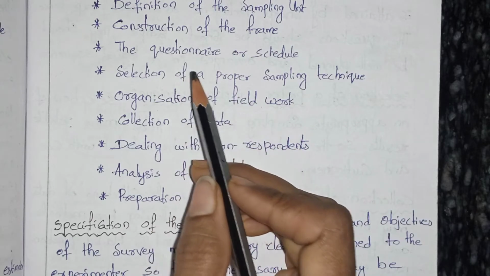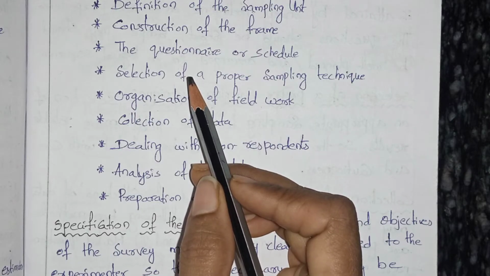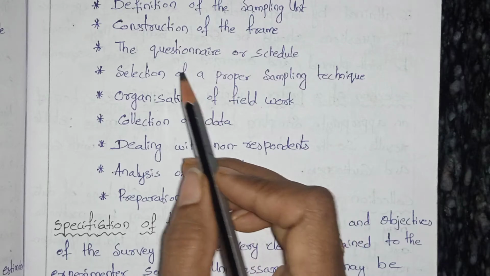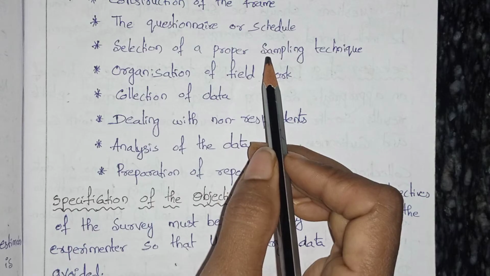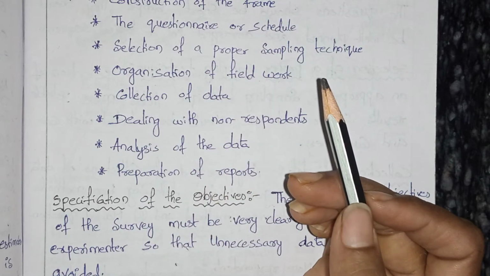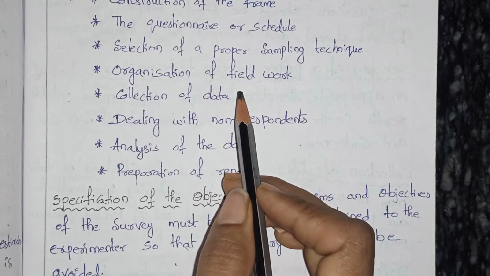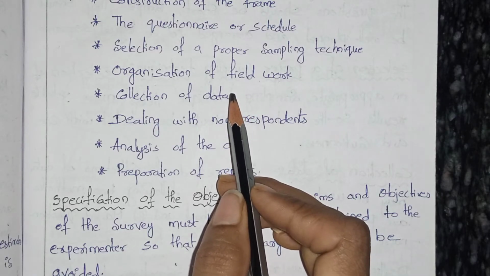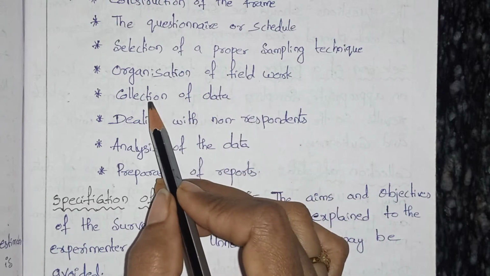The next is the questionnaire or schedule. The questionnaire or schedule is nothing but the questions we are going to ask the survey members. And the next is selection of the proper sampling technique. That means in order to do the survey, which method we are going to follow. Next, organization of field work. How to organize, from where we have to start, how to do it, all this comes under organization of field work. Next, collection of data.